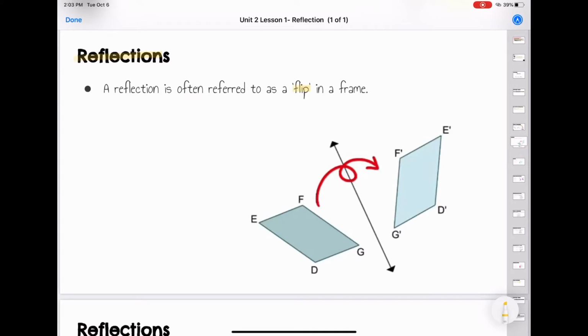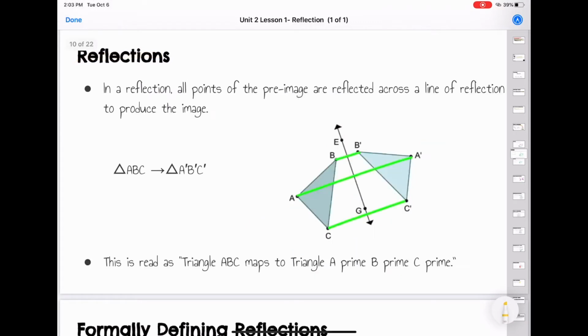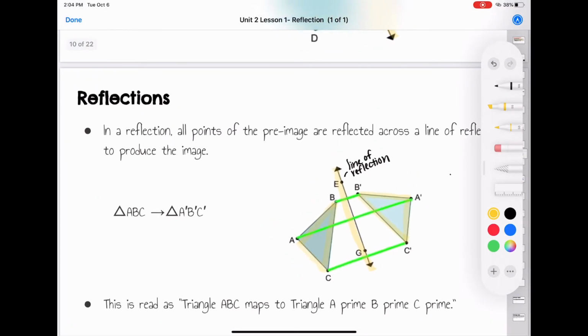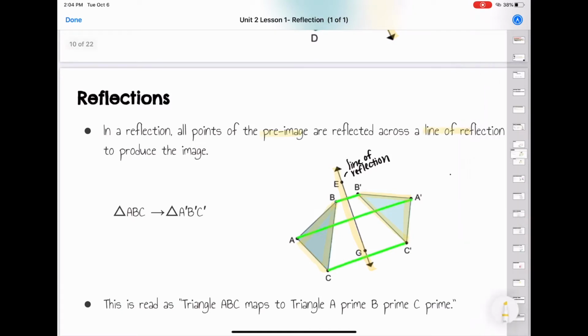For example, we can see here that this pre-image is reflected across this line to create this image. In a reflection, all points of the pre-image are reflected across a line of reflection to produce that image. So as we can see here, we have our pre-image, which is reflected across a line. Specifically, this is our line of reflection, which then creates our image. So, once again, in a reflection, all points of the pre-image are reflected across a line of reflection to produce the image. This reflection is notated like this.